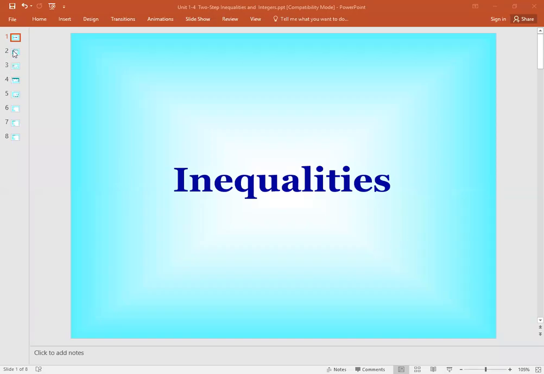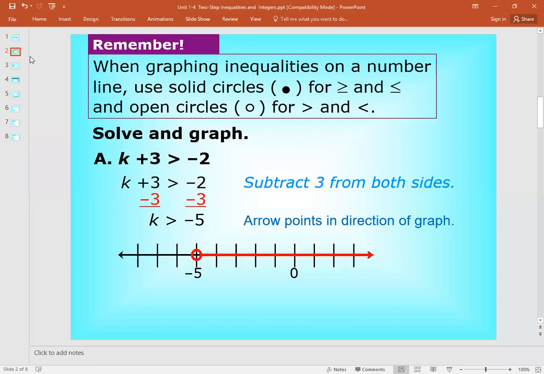Hi everyone, today we are discussing inequalities where we have more than one number as an answer. If you remember, when we graph inequalities on a number line, we use solid circles for greater than or equal to and less than or equal to, and open circles for greater than and less than.